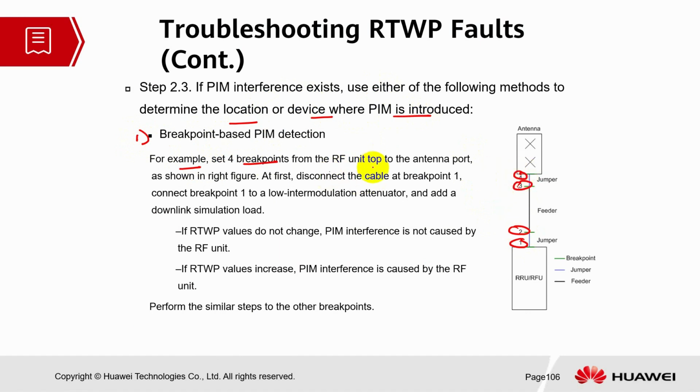From the RF unit top to the antenna port, first disconnect the cable at breakpoint 1, then connect breakpoint 1 to a low intermodulation attenuator and add a downlink simulation load. If the RTWP value does not change, PIM interference is not caused by the RF unit. If the RTWP value increases, the PIM interference is caused by the RF unit. So this one we have to repeat for the other breakpoints.